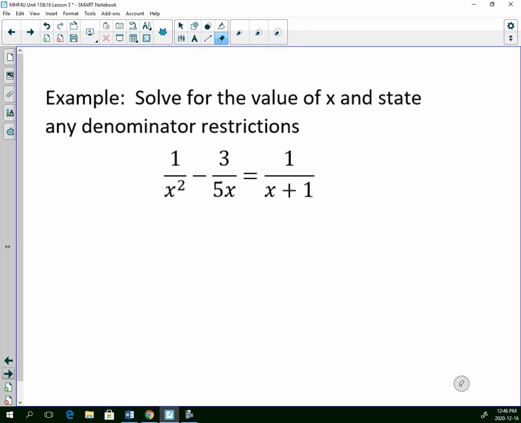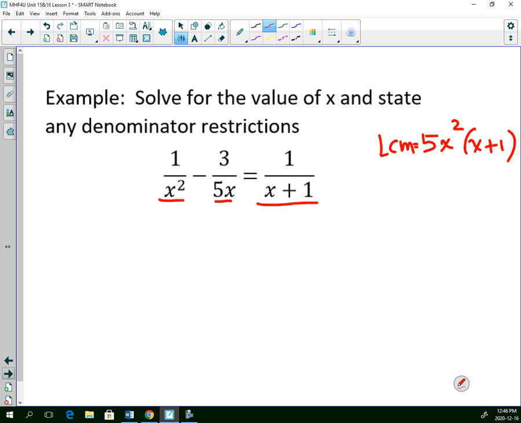Okay, the lowest common multiple here, just be careful. You can't combine these. My lowest common multiple would have to have a 5 for this term, well, a 5x. And it would have to have 2 x's for that one, and it would have to have an x plus 1. So that is my lowest common multiple. It has to contain all of the denominators, and you don't want to multiply them together, you just want to have them separately. So I'm multiplying all terms by 5x squared and x plus 1.